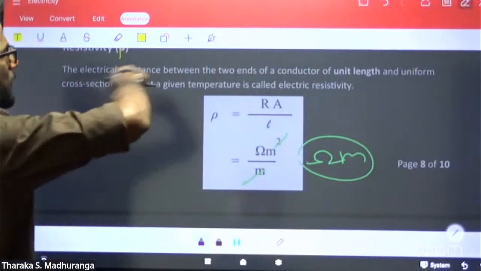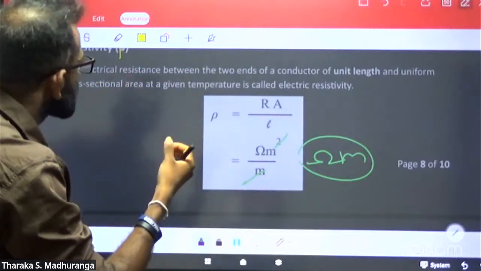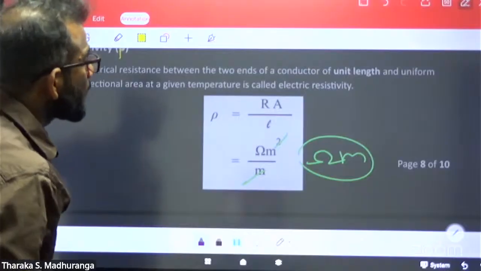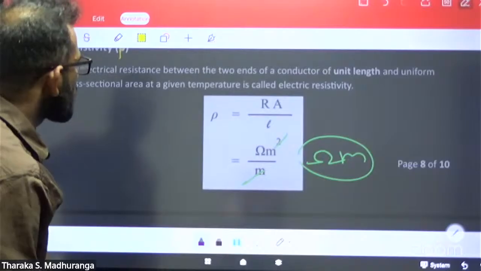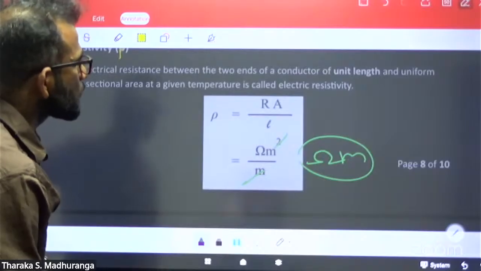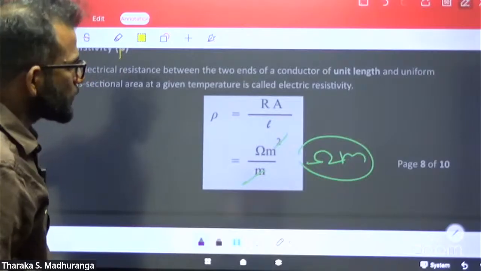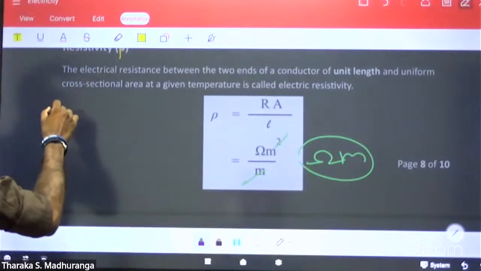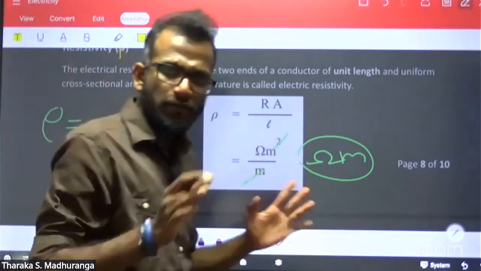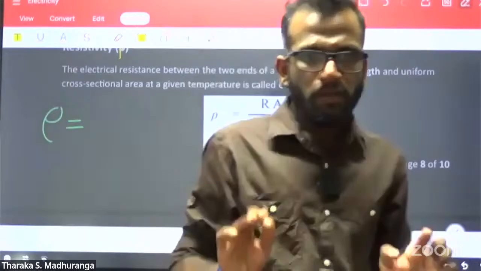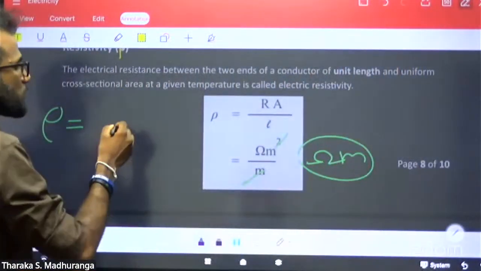Okay, I have given the definition. The resistance between two ends of a conductor of unit length and uniform cross-section area at a given temperature is called electric resistivity. That's the short definition for electric resistivity. Actually, you don't need to remember these definitions. You can make a relationship like this.